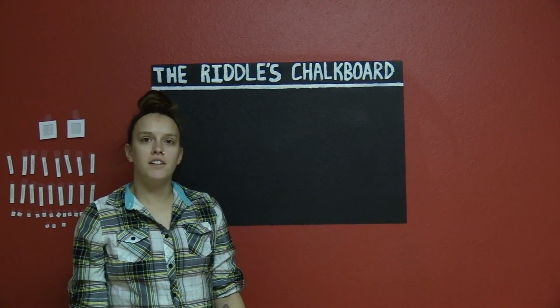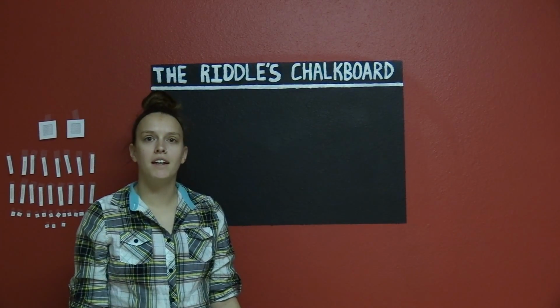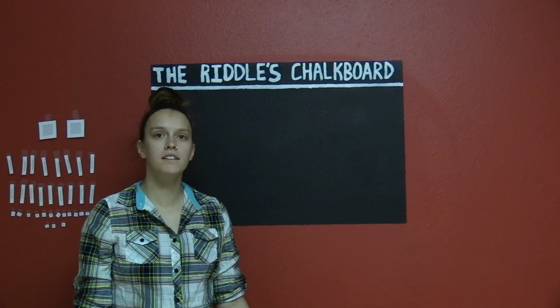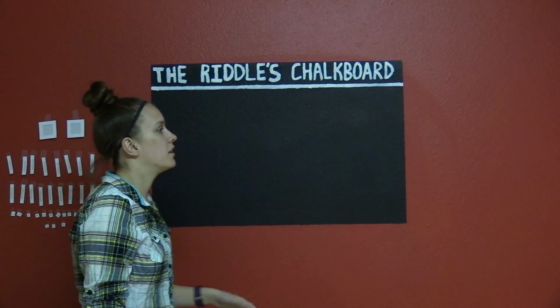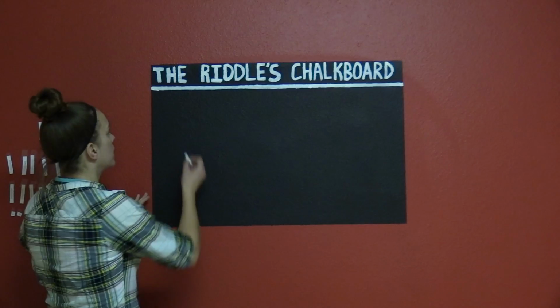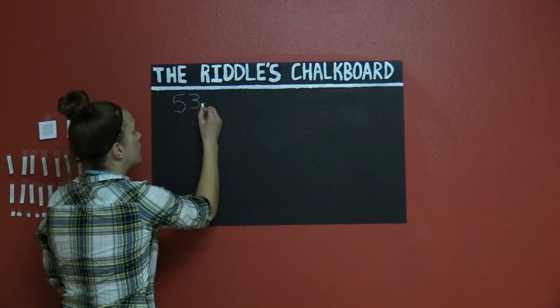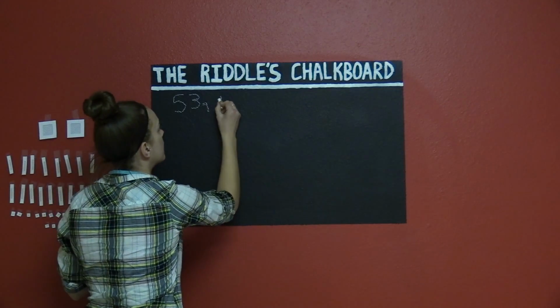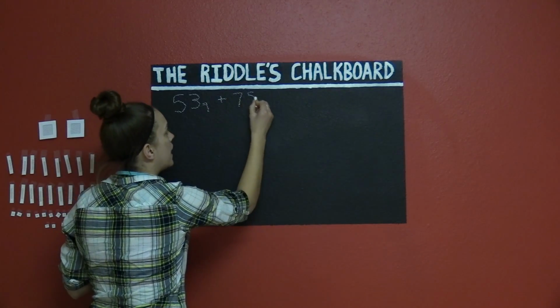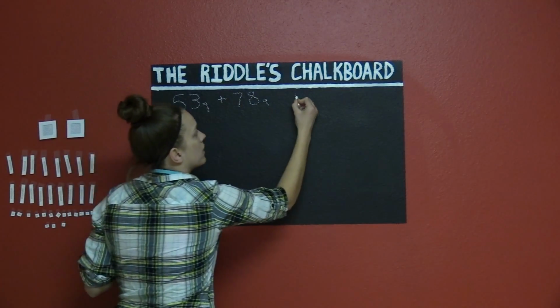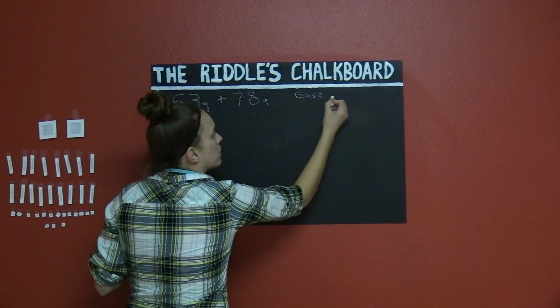Hi, my name is Michaela Schneider, and today we're going to talk about adding and subtracting in different bases using different methods. So, the first problem that we're going to do is 53 base 9 plus 78 base 9, and we're going to use base blocks for this.